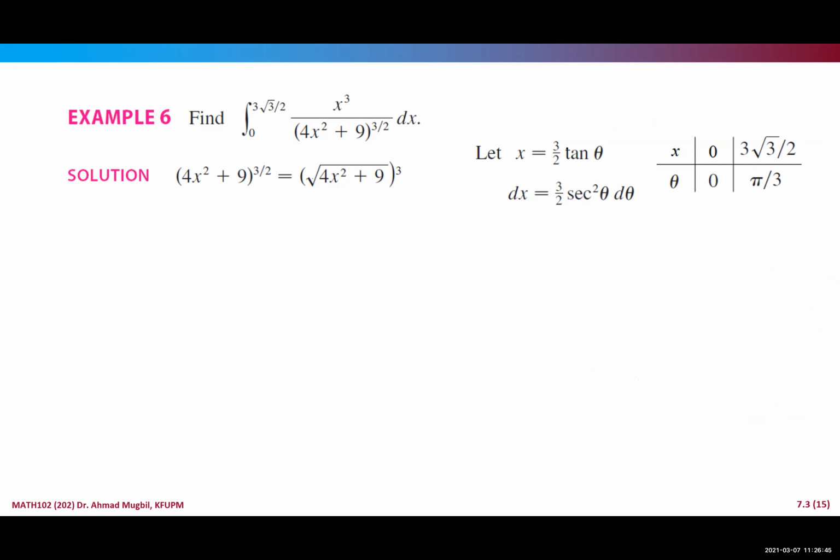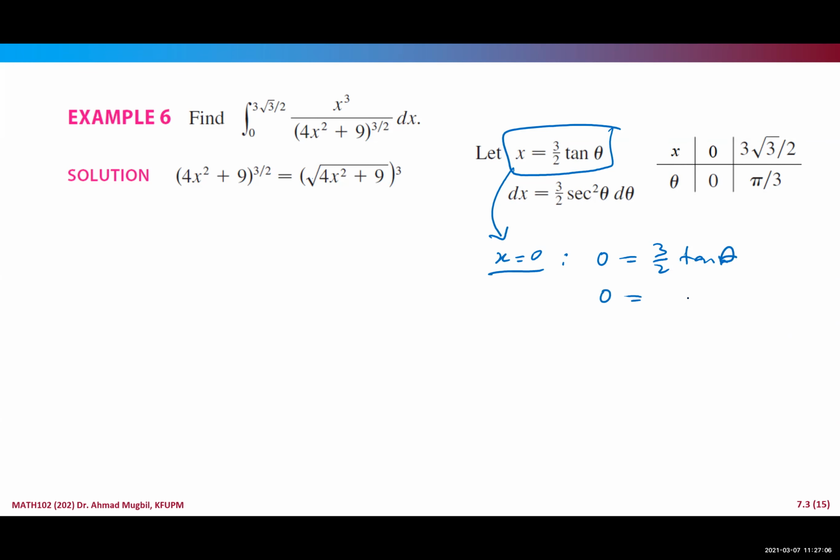Now, so how to substitute here, ya Shabab? From this formula, we have x equals to 3 over 2 tan theta. So this means that what? If x is 0, what we will have? If x is 0, we will have 0 equals to 3 over 2 tan theta.